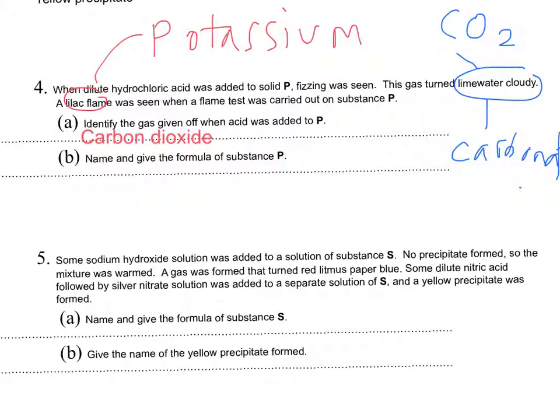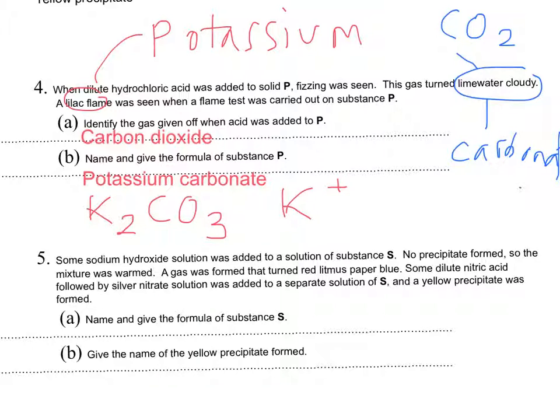So substance P is potassium carbonate. There we go. And its formula is K2CO3. Remembering that potassium forms 1+ ions and the carbonate ion is a 2- ion. That's K+, and CO3 2-, if you can't tell from my writing.